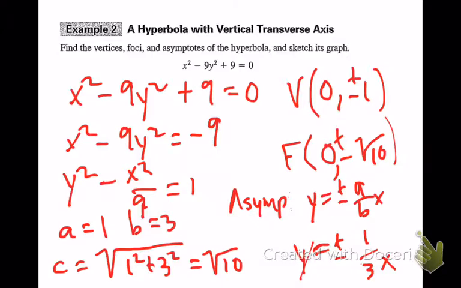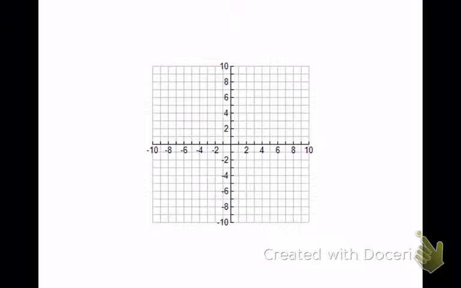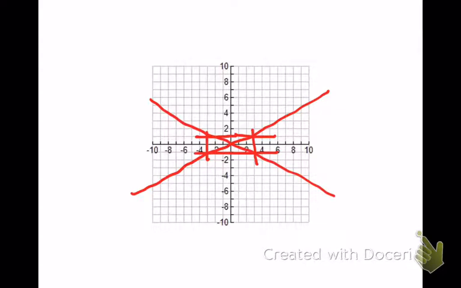All right, so then if we graph this, we graph our central box. The y values are 1 and negative 1. The x values are 3 and negative 3. And then we draw in our asymptotes through the corners of the box. We plot our foci, which is radical 10, which is between 3 and 4.